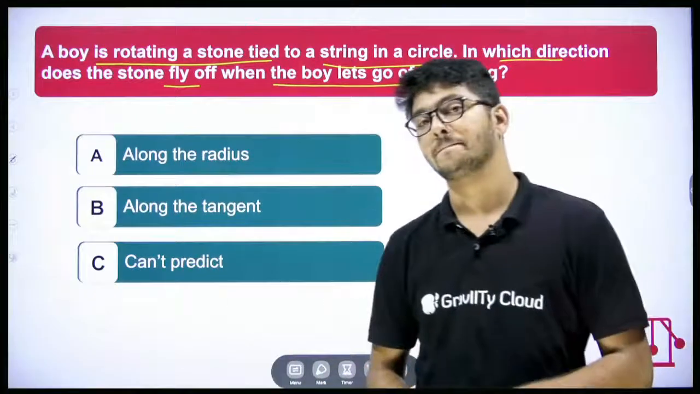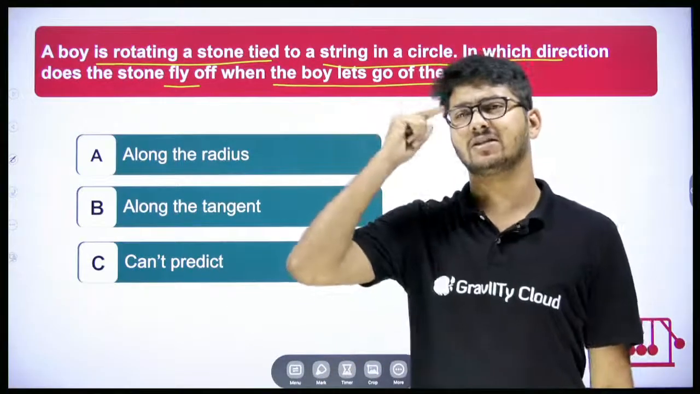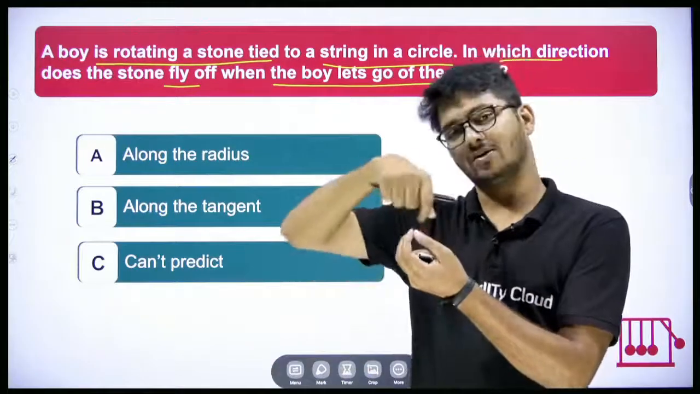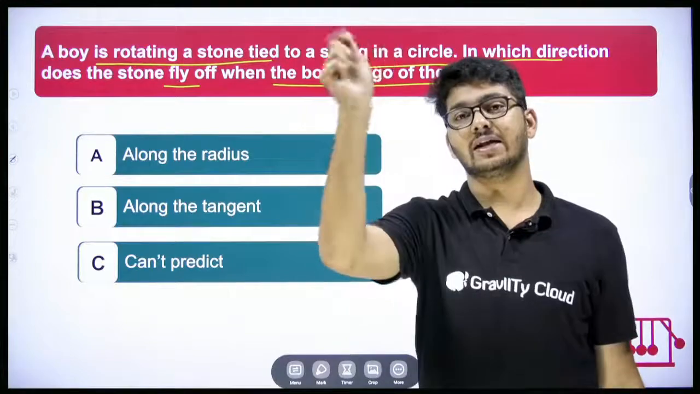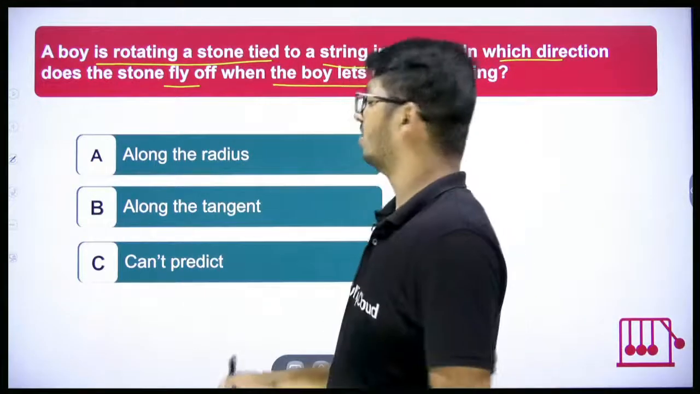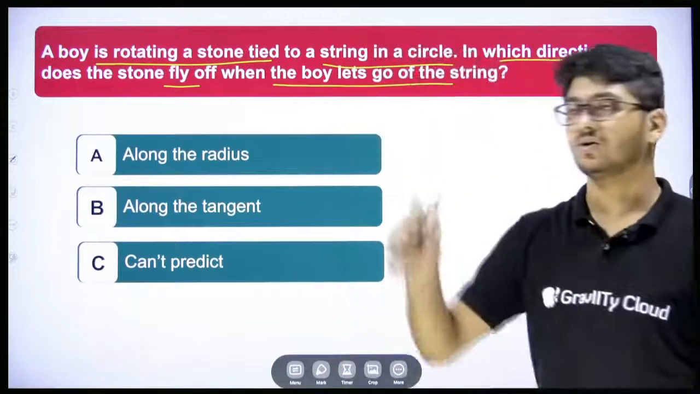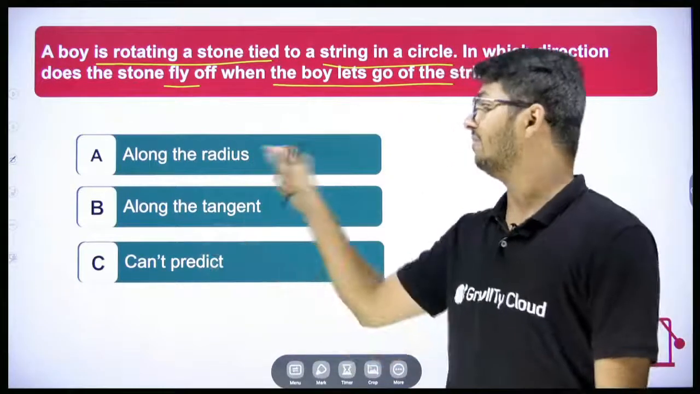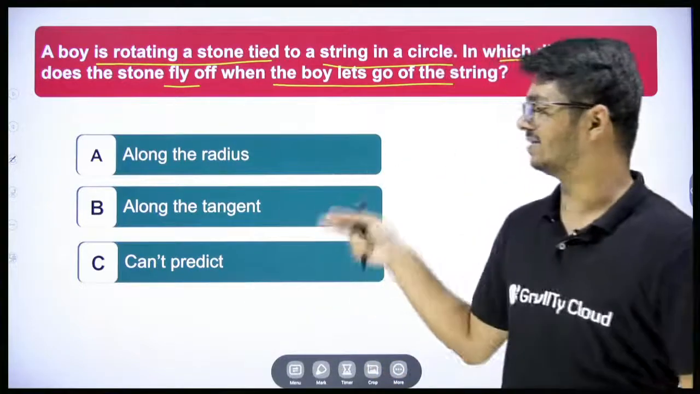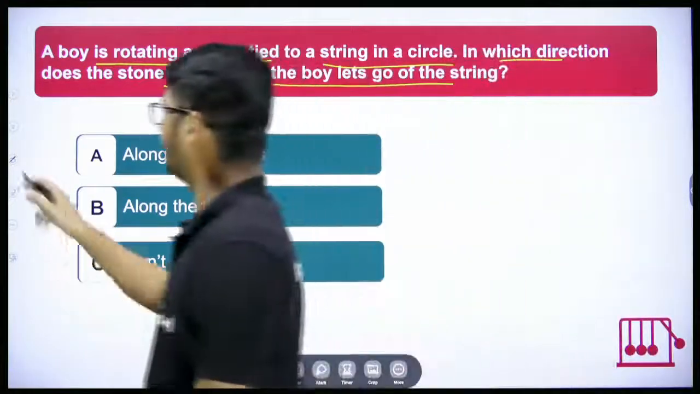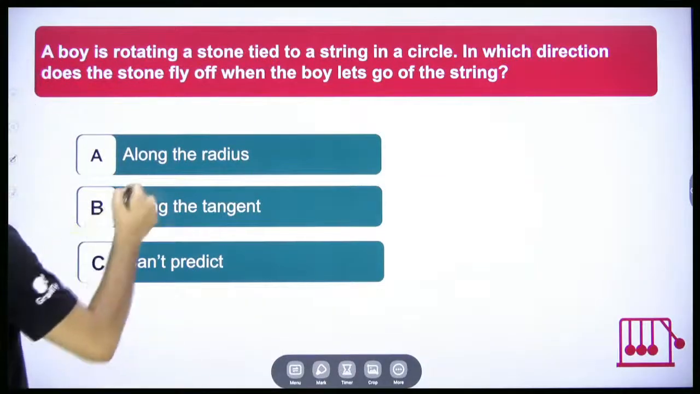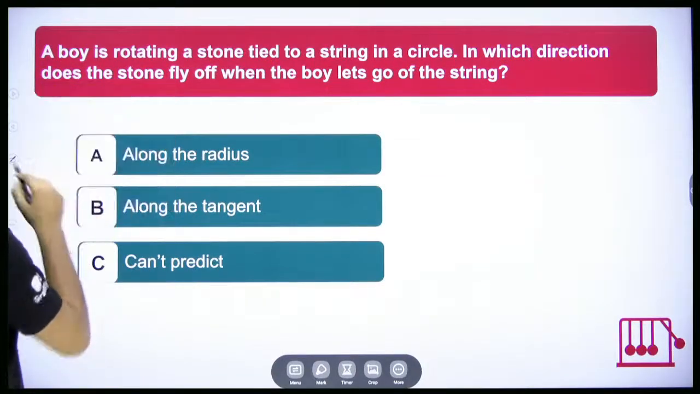Can you think? Imagine the scenario. You are taking a stone, tying it with a string, and rotating it in circular motion. When you let go of the string, in which direction does it fly away? Along the radius, along the tangent, or cannot predict? Yeah? The answer will be along the tangent.